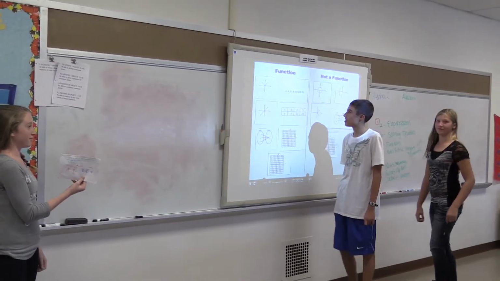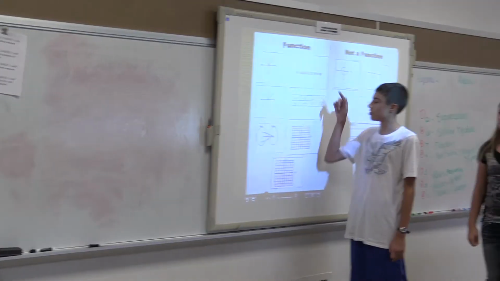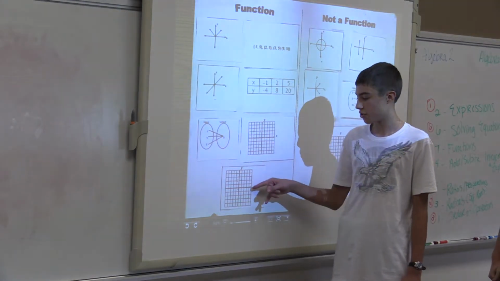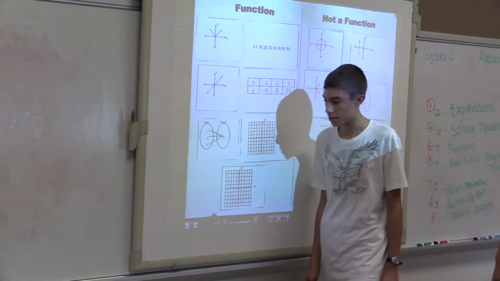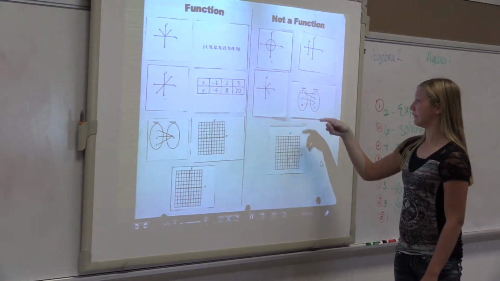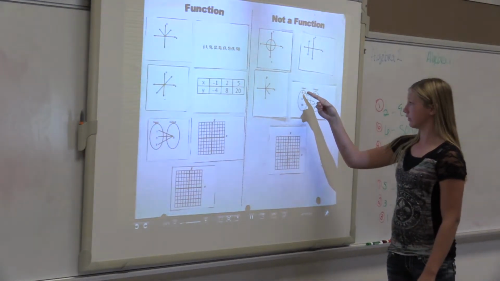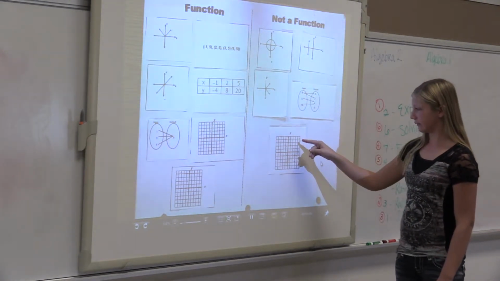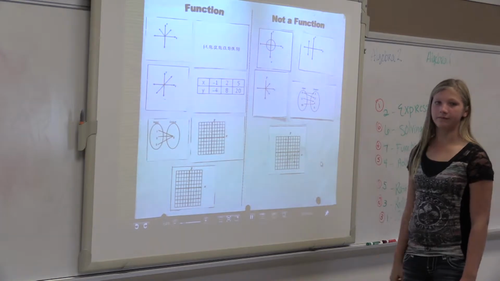Over here, all of these are functions because the x digits do not repeat. You can use the vertical line test over here because the 2 dots do not touch the line twice. All of these are not a function because the input repeats. For example, the input of 0 repeats twice in this. And then 2 dots touch the same line in the vertical line test.